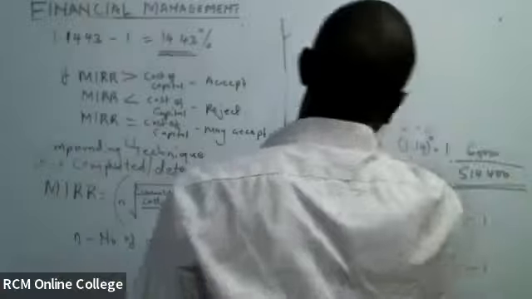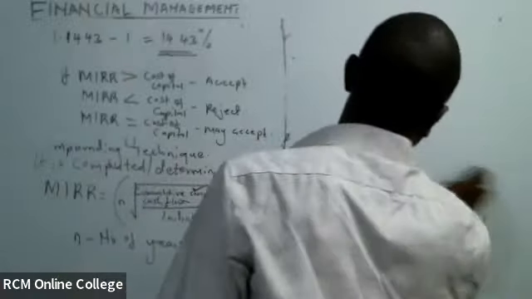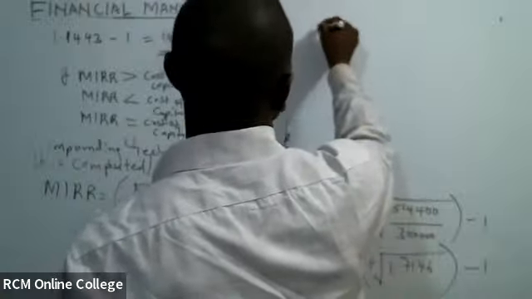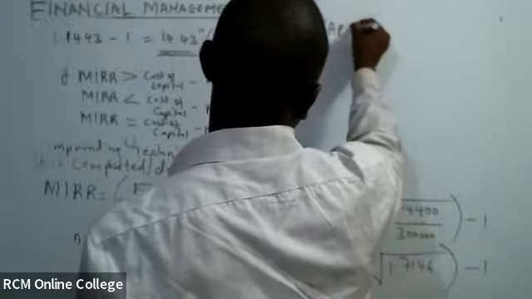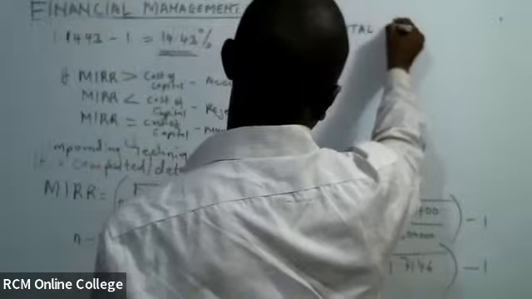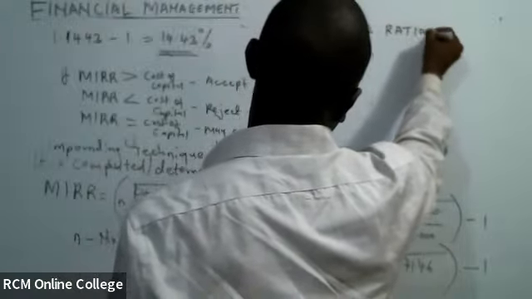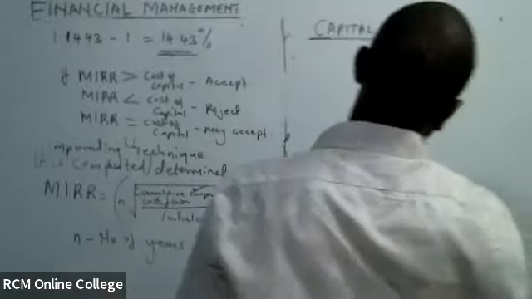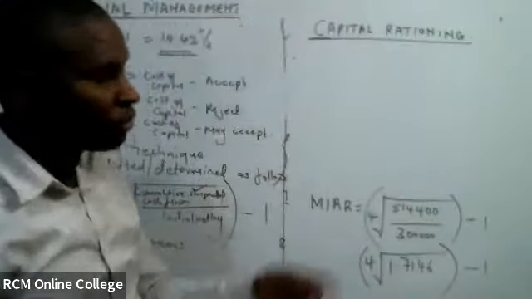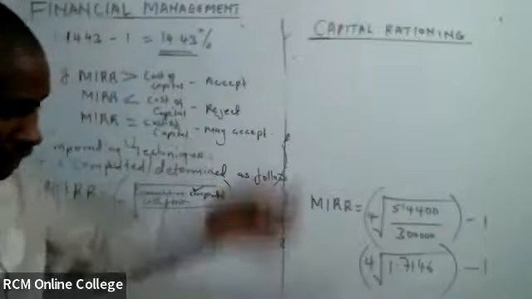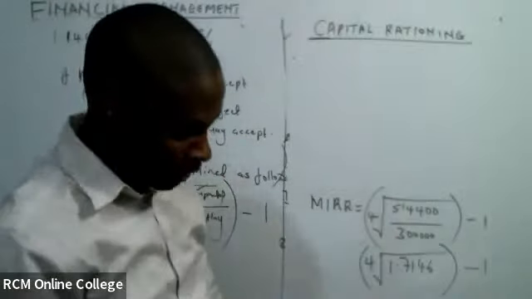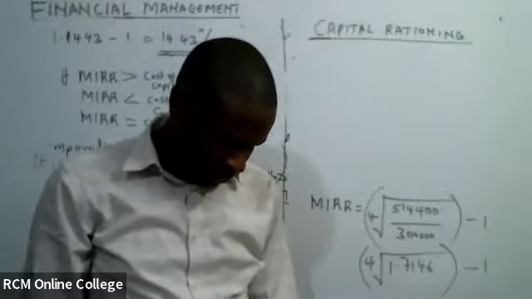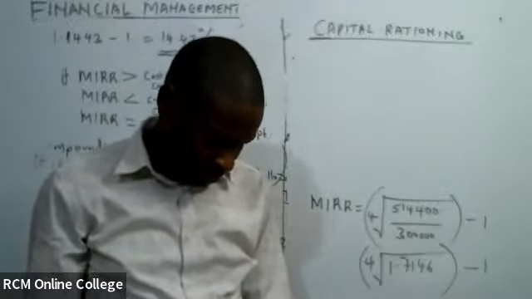But we have some assignment for you. There we have. So this is capital rationing. We shall be able to look at the types of capital rationing, and the causes of the capital rationing, or those types. That would be it. So let's have several assignment hapa.